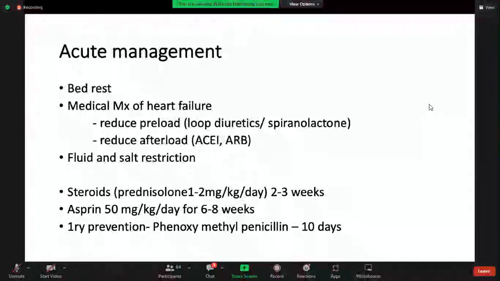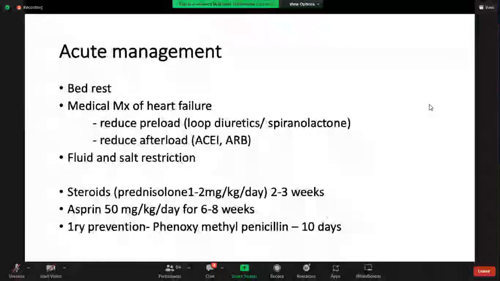Now he's 12 years old. So how long would you give this? Up to 21 years, madam. Okay. So there you need to learn about your rheumatic heart disease. So this child is having rheumatic carditis and cardiomegaly.